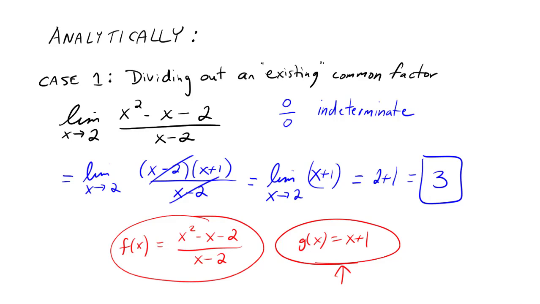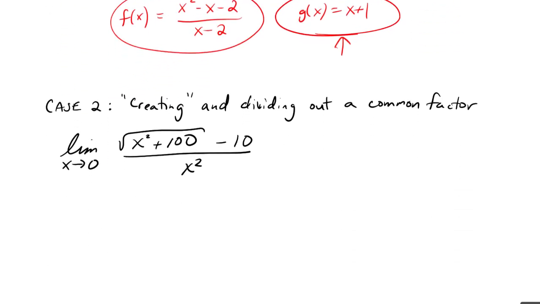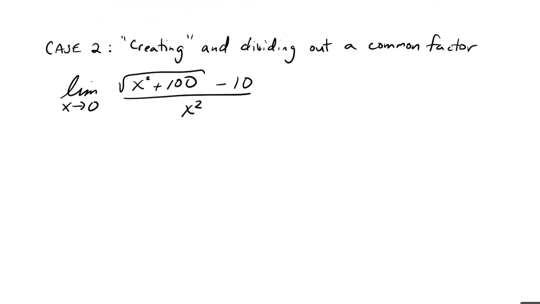Now basically I called that an existing common factor because it was easy to factor that out. It wasn't sitting there originally, but it was easy to get that x minus 2 out of there to be canceled. A little bit more complicated of a case is what I call creating and dividing out a common factor. We're not really creating it, we're just bringing it out, but I thought it was a nice way to look at it.